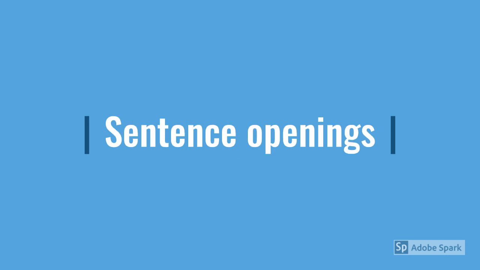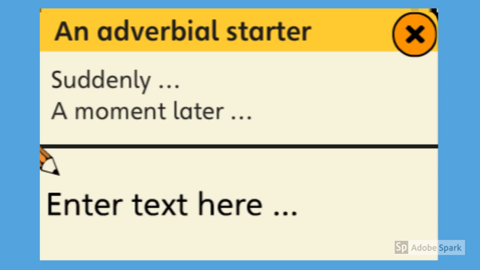Now let's look at improving our writing with our sentence openings. An adverbial starter is good for creating a sentence to tell us when or where something is happening. For example, suddenly, a moment later. Can you just jot down 2 or 3 adverbial starters that you can use in your story?